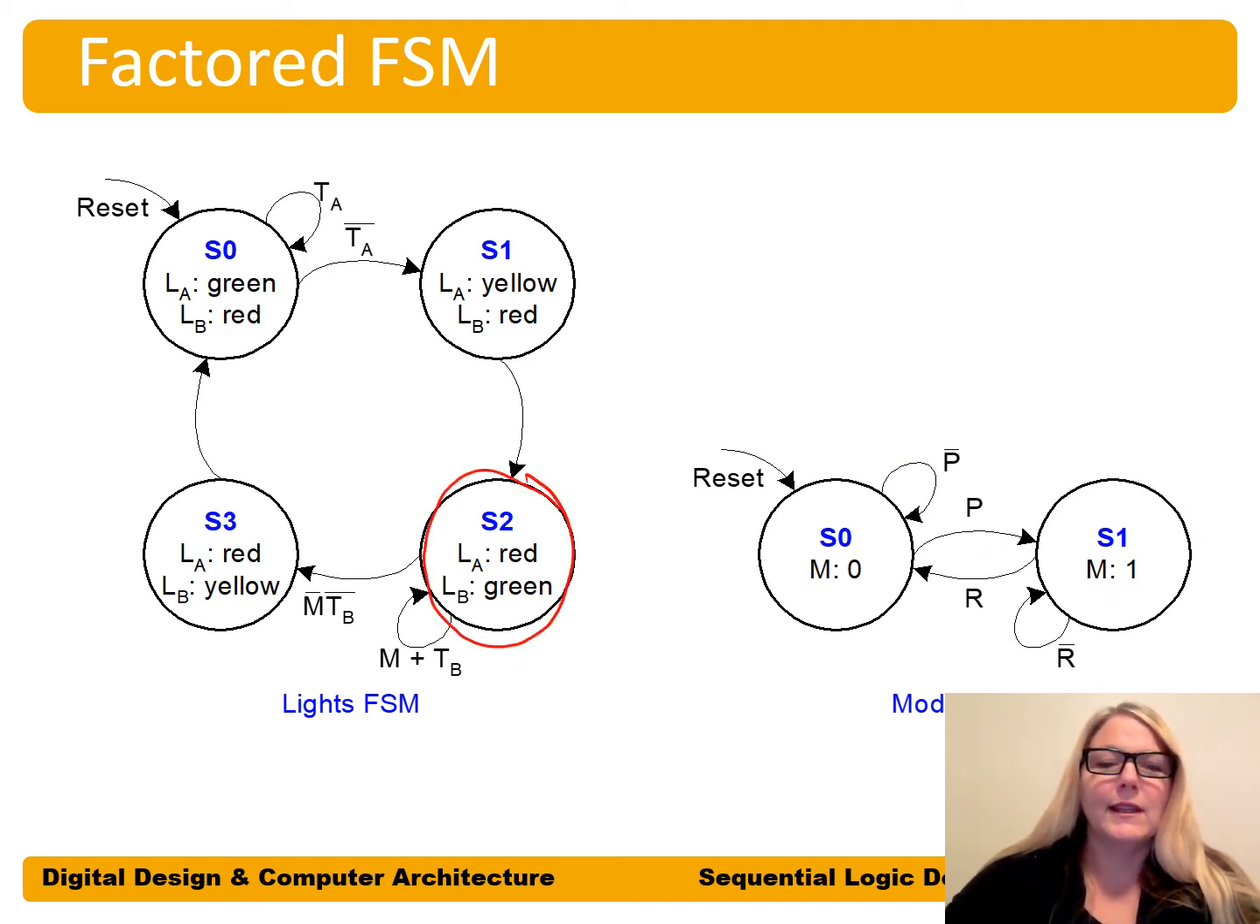And so now, when the lights FSM is in the S2 state, if mode is true or TB is true, right? It used to just be when TB is true, stay in S2, when TB is false, go to S3. But now it says when TB is true, or if we get this M output from the mode FSM, so when M equals 1, then it stays in the S2 state and keeps LB green and LA stays red. So it lets the parade go down Bravado Boulevard.